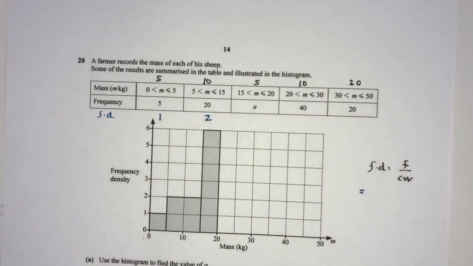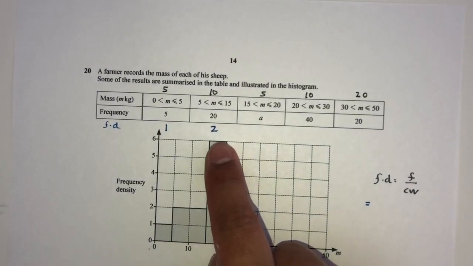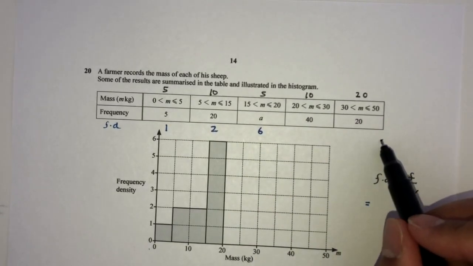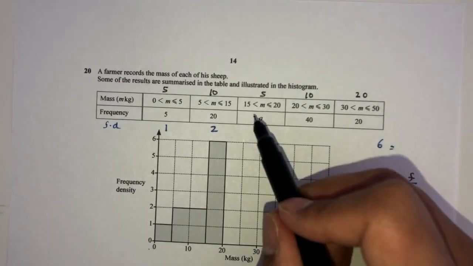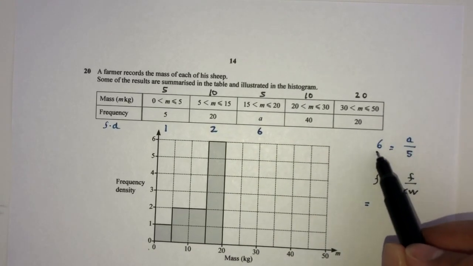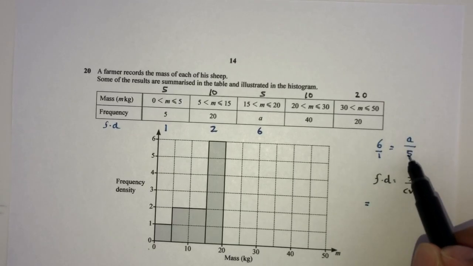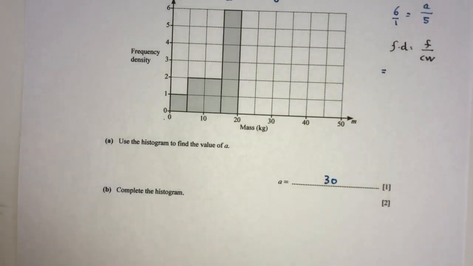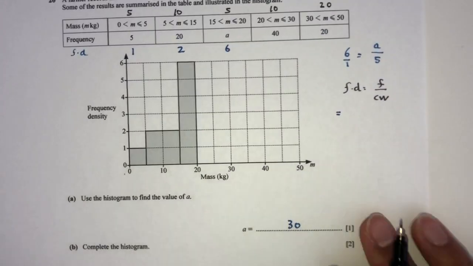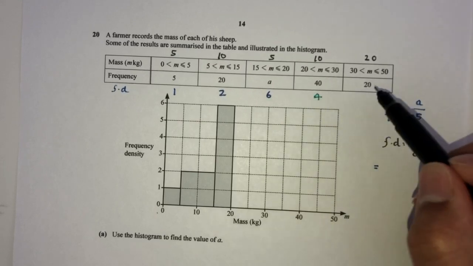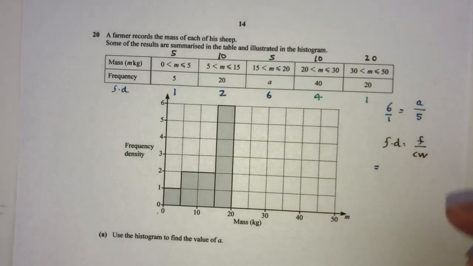Now using the same logic, we can see the height here is 6. So how do you find this usually? 6 is equal to frequency, which we don't know, divided by the class width. By cross multiplying, A will be equal to 6 times 5, which is 30. Now the rest will be pretty easy. So 40 divided by 10 should be 4. 20 divided by 20 should be 1. So we just have to complete the rest.